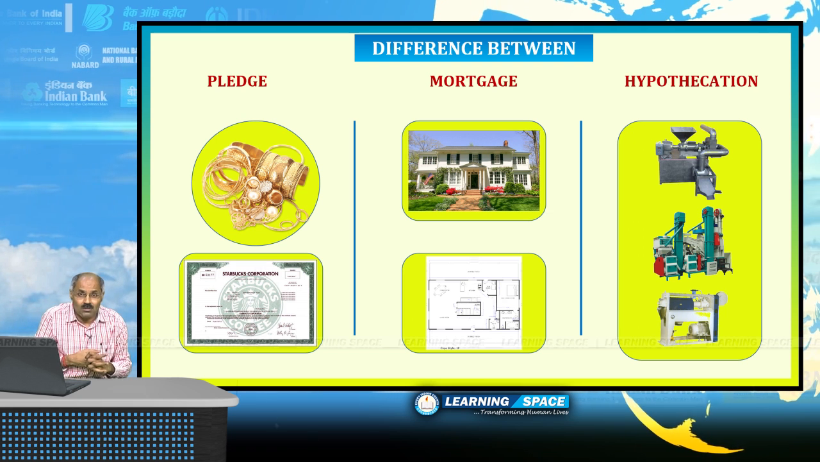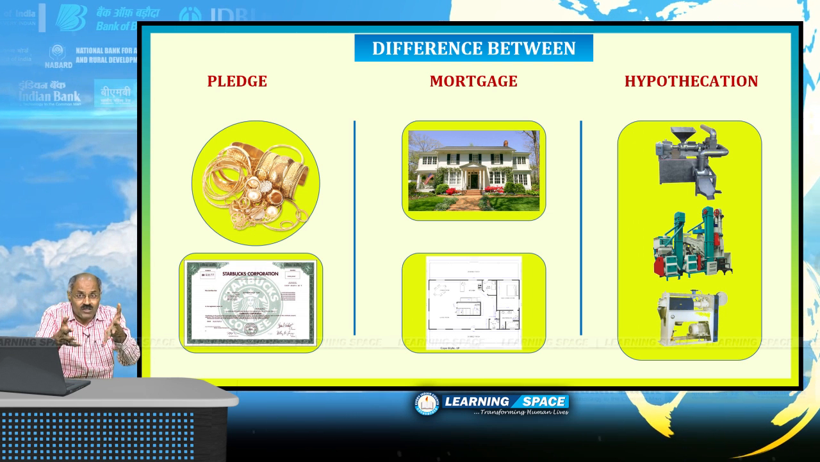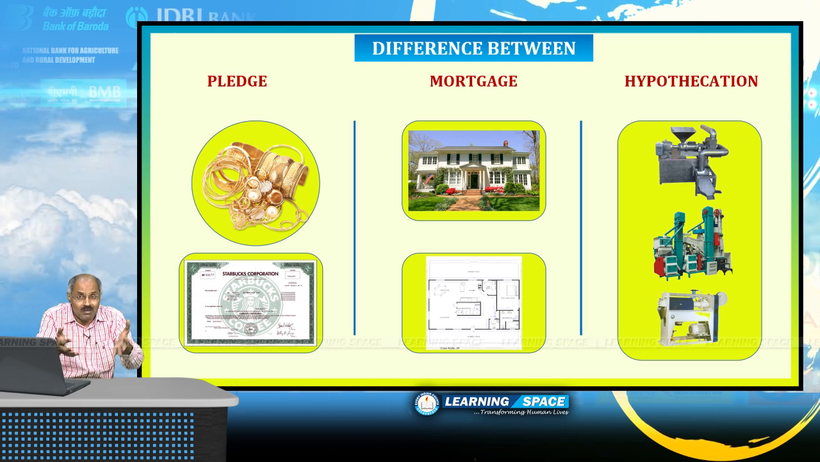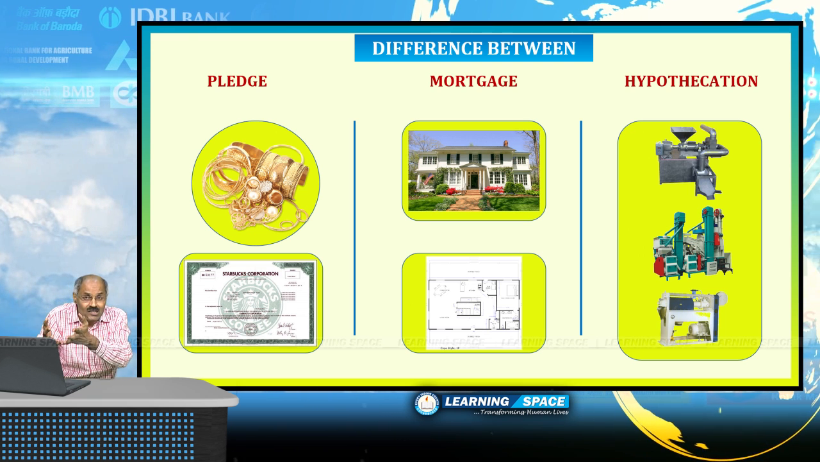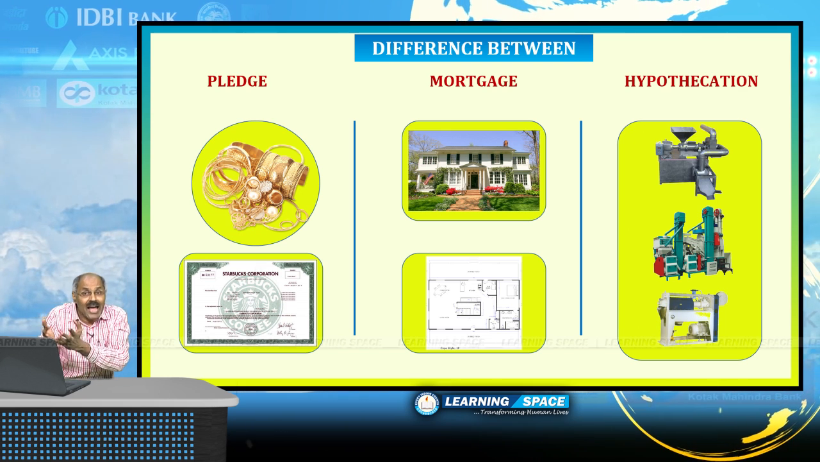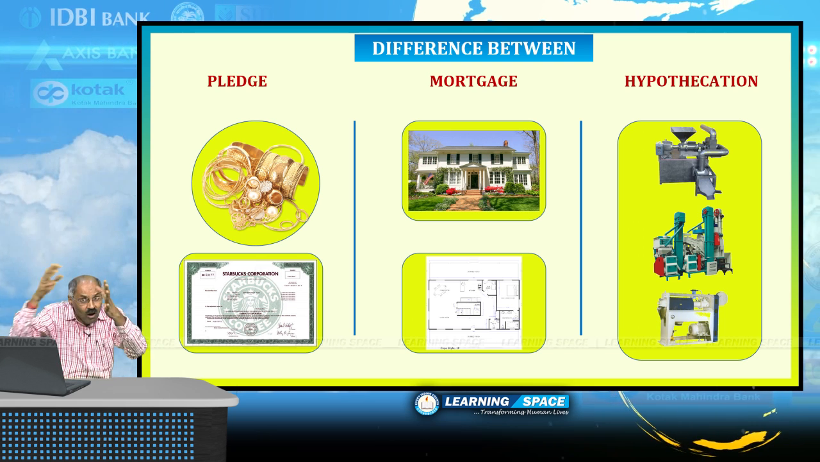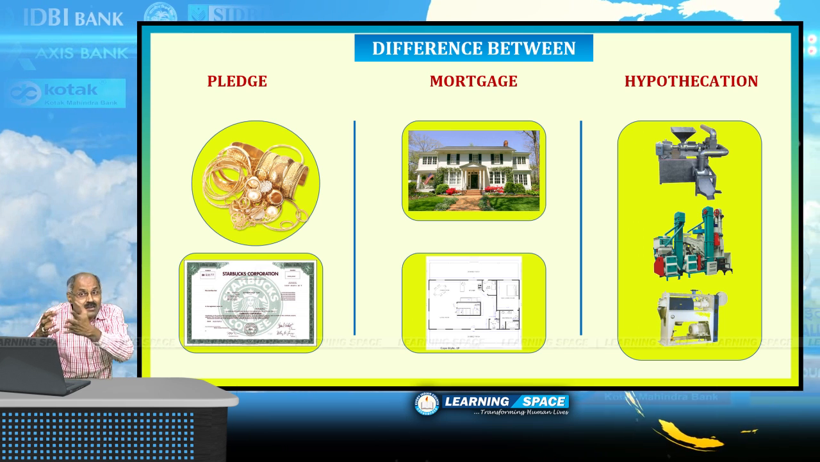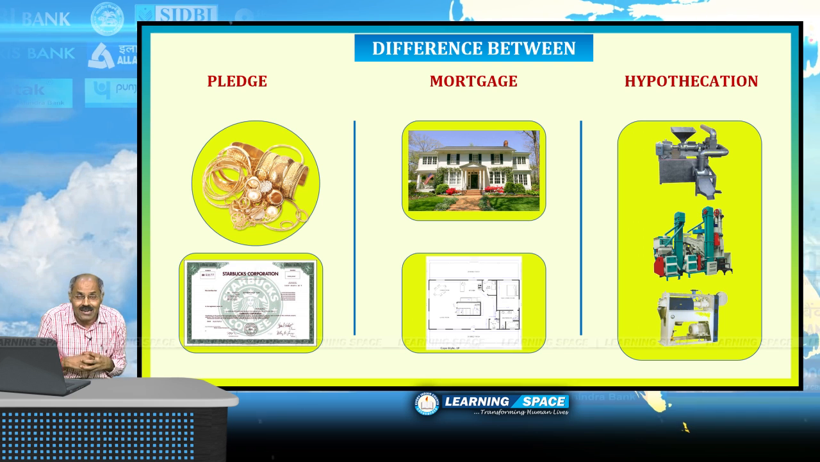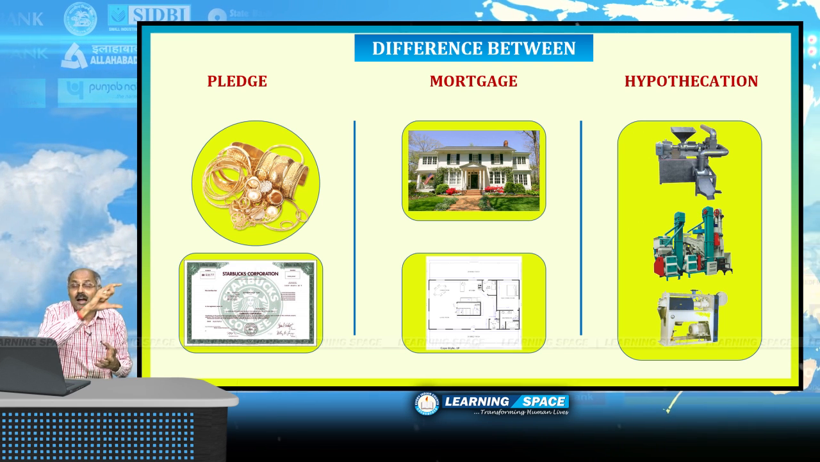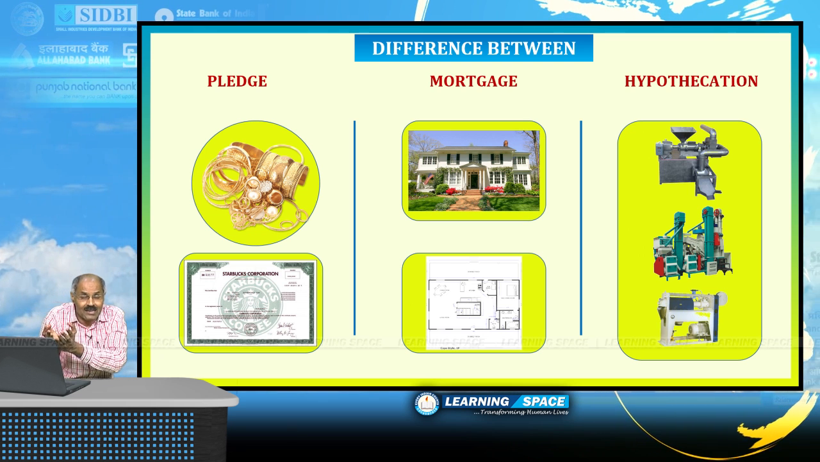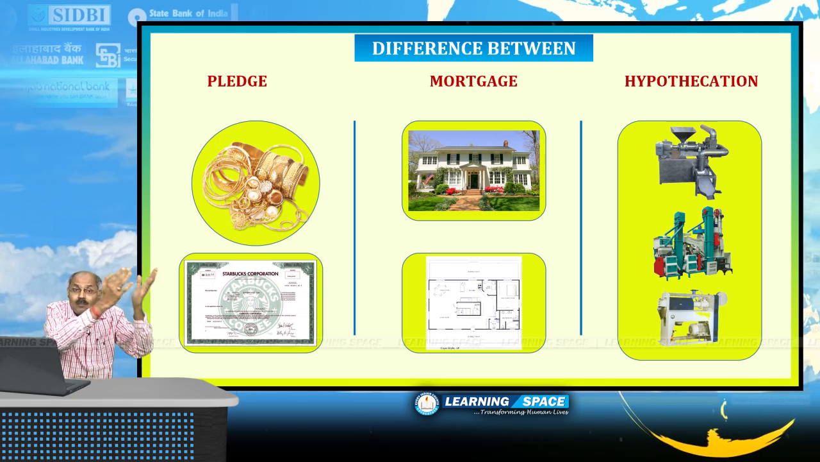Pledge, one example is gold loan. Mortgage loan normally refers to mortgaging your land or buildings or commercial buildings. Then hypothecation is by giving your machinery, by giving your raw materials as collateral security to the bank. If you are getting loan, that is hypothecation. Normally all of you are well aware, in front of most of the rice mills, it is normally written hypothecated to State Bank of India or hypothecated to Bank of Baroda, like that. That means the machinery is hypothecated, the rice mill is hypothecated to the bank.